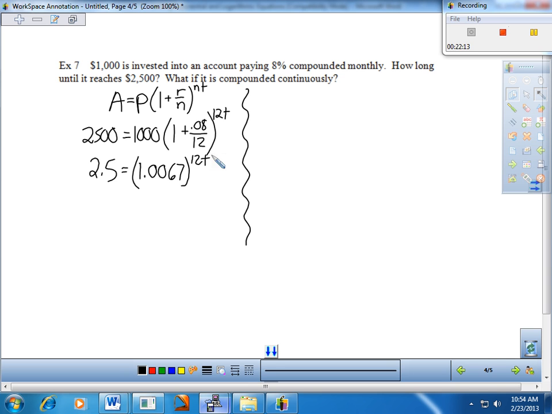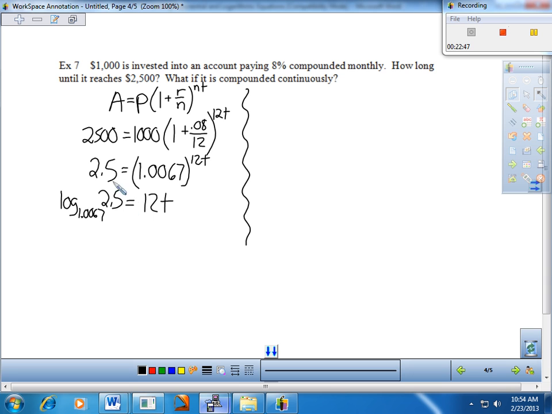Now all we have to do is get this variable by itself by doing what we've done before, and that, of course, is changing forms. Let's do that. Hey, guys, I'm not going to circle it, but you know it's rolling. Roll that on over to the other side if you would, please. And you get log. Get some crazy bases, but that's all right. The calculator is going to do the work for us on this. So log base 1.0067 of 2.5, and that's equal to 12t.